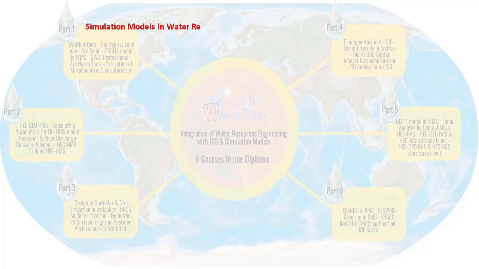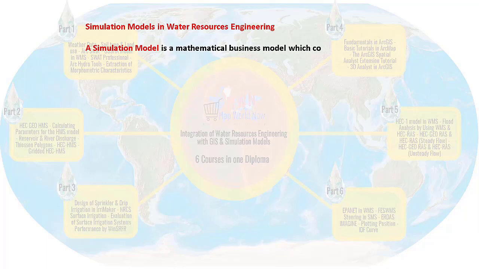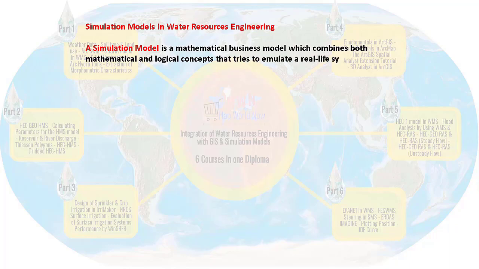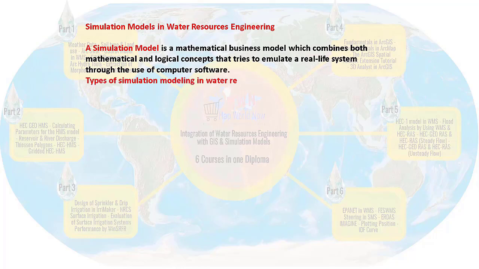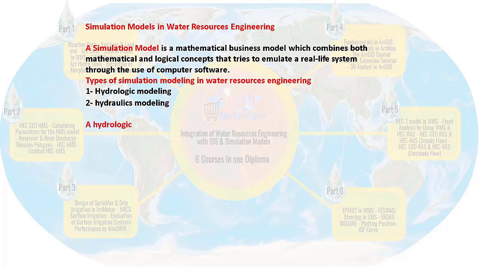Simulation models in water resources engineering. A simulation model is a mathematical model which combines both mathematical and logical concepts that tries to emulate a real-life system through the use of computer software. Types of simulation modeling in water resources engineering: 1. Hydrologic modeling. 2. Hydraulics modeling.